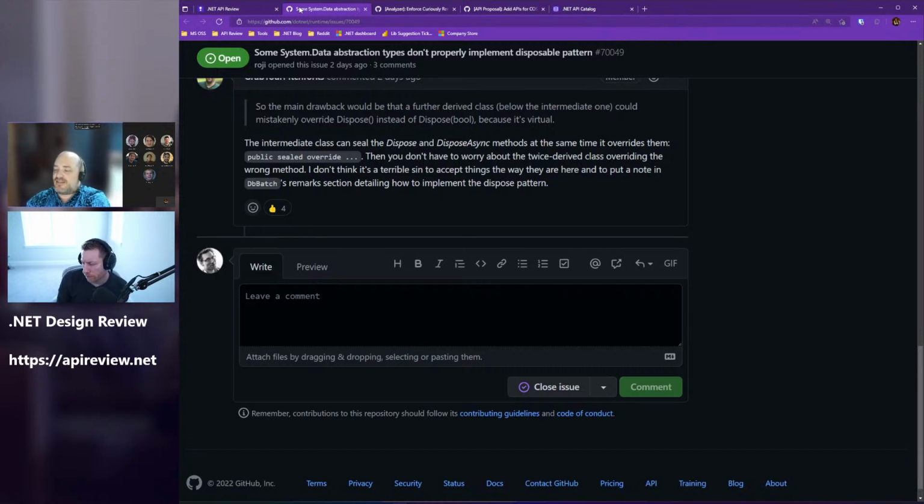So by rules I mean guidelines. The meta point here that I think is worth discussing is: do we think that there might be types in the BCL that didn't do the dispose pattern right, that just snuck through the cracks, and that something like adding an analyzer for if there's both a dispose and a dispose bool, that you should only be overriding dispose bool. Right. And similar for dispose async and dispose async core. I think adding the analyzer is goodness, and it gives us a meta pattern for solving the problem if it comes up on a type that we care about.